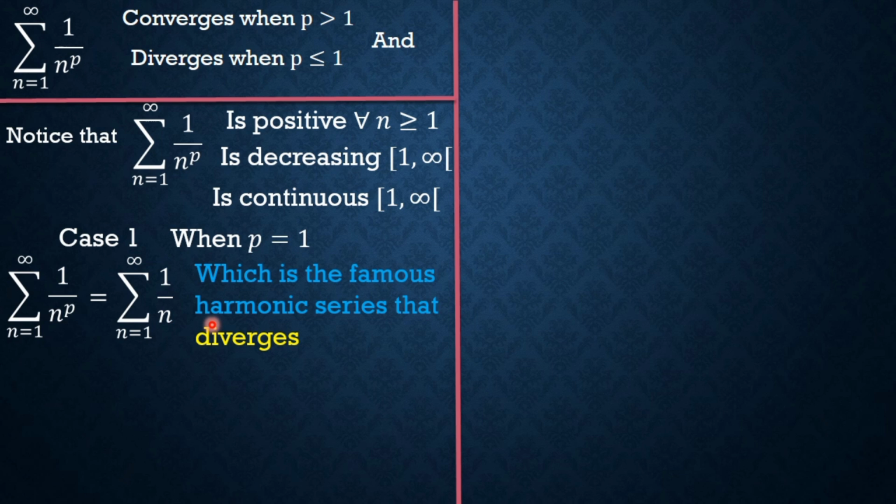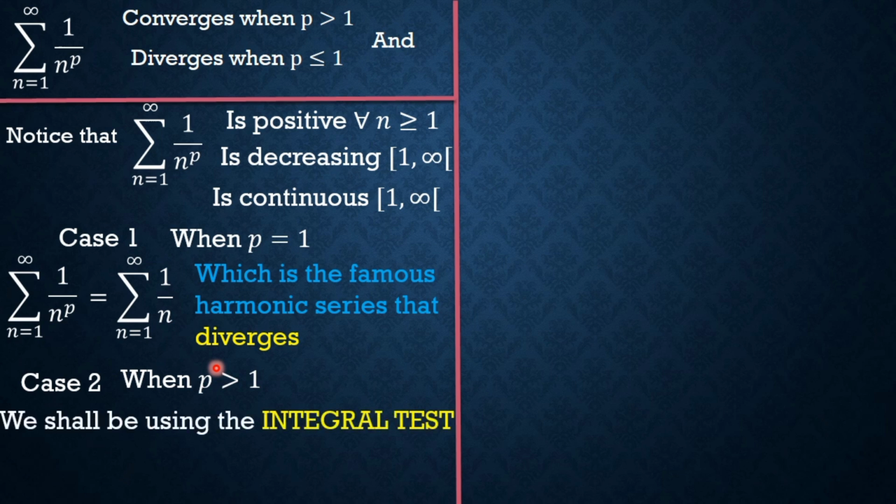Now, for us to be able to prove when p is greater than 1 or when p is less than 1, we are going to be using the integral test in this case. That's case 2, when p is greater than 1. We are going to be using the integral test. Great.